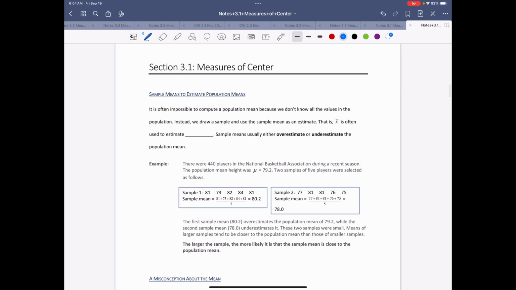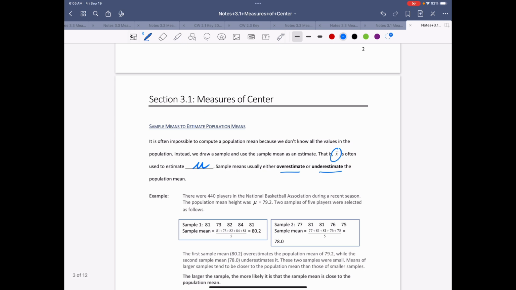I want to talk about sample mean and population mean. It's often impossible to compute a population mean because we don't know all the values in the population. Instead, we draw a sample and we use the sample mean as an estimate. That is, X bar is often used to estimate mu. Sample means usually either overestimate or underestimate the population mean. And I'll give you a little example.